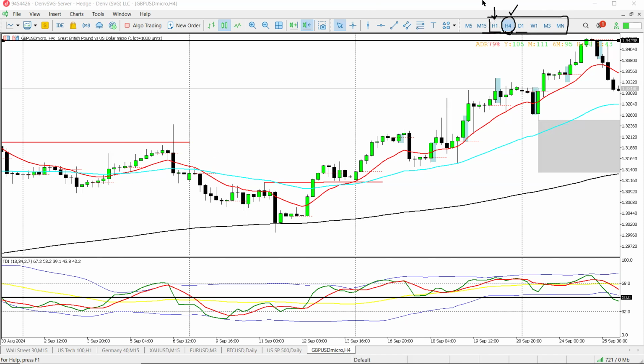So identify market structure on a higher time frame, then you can now do top-down analysis and look for your entry patterns or your entry triggers on a smaller time frame for a minimized risk and a higher reward.